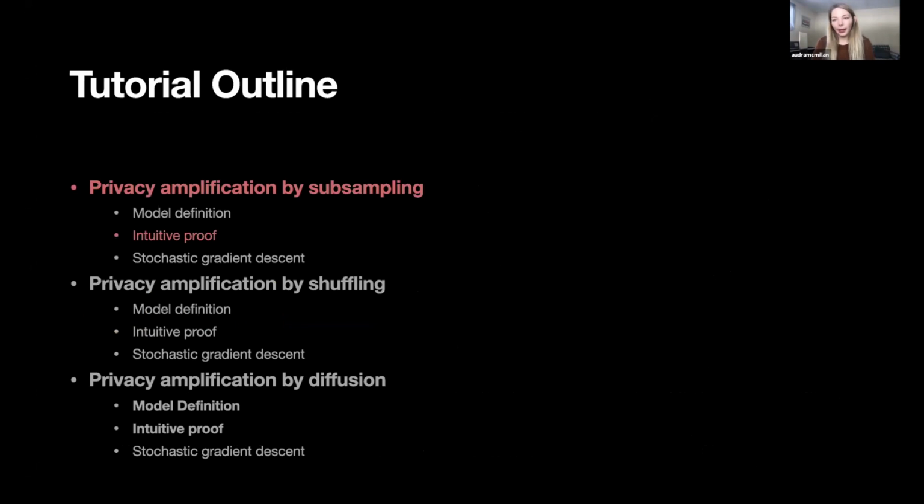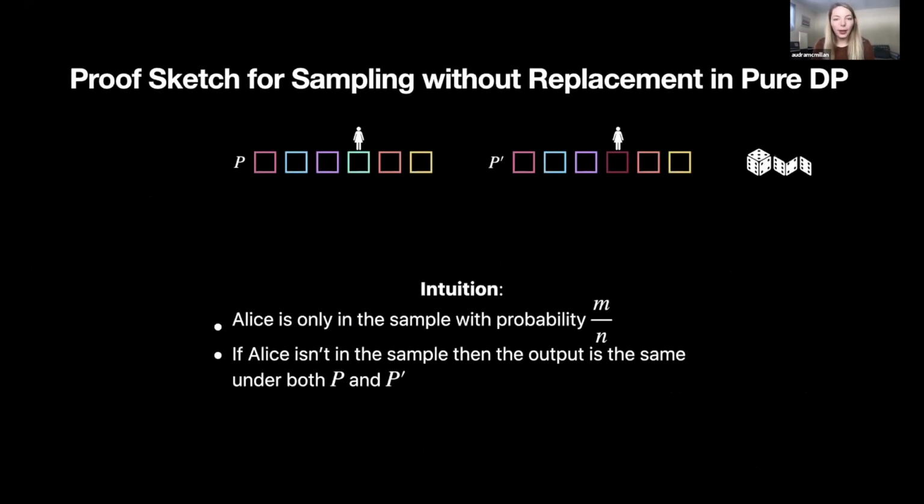So let's talk a little bit about why this amplifies privacy. I have my two data sets, P and P prime, and now I have Alice. Alice's data is different in P from what it is in P prime. She's kind of the distinguishing feature. So the intuition is Alice is only in the sample with probability m over n. I'm going to be doing the proof for sampling without replacement and in pure differential privacy, which is just when delta is 0. It's a little easier to work with because the guarantee gives us a strict bound on the probability density functions, which is nice to work with. With probability m over n, Alice is in the sample. And if she's not in the sample, then the distribution is the same for P and P prime because she's the only part of the data sets that is different.